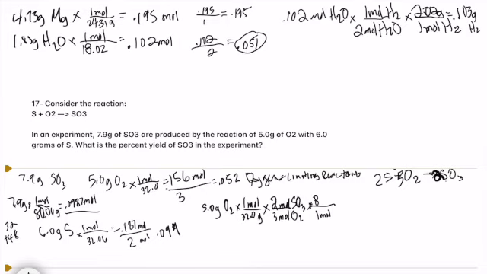And I know I need to because I am given how many grams I actually did produce. So I'm looking at my theoretical amount of grams I could have produced. Add up sulfur and 3 oxygens. Now let's go ahead and do our multiplication and division.